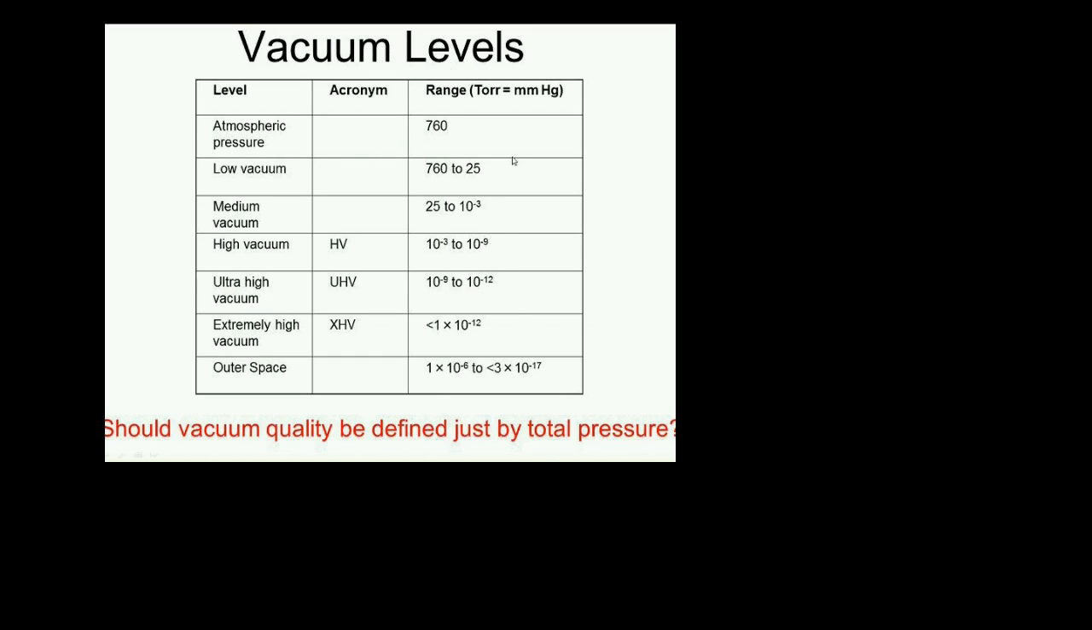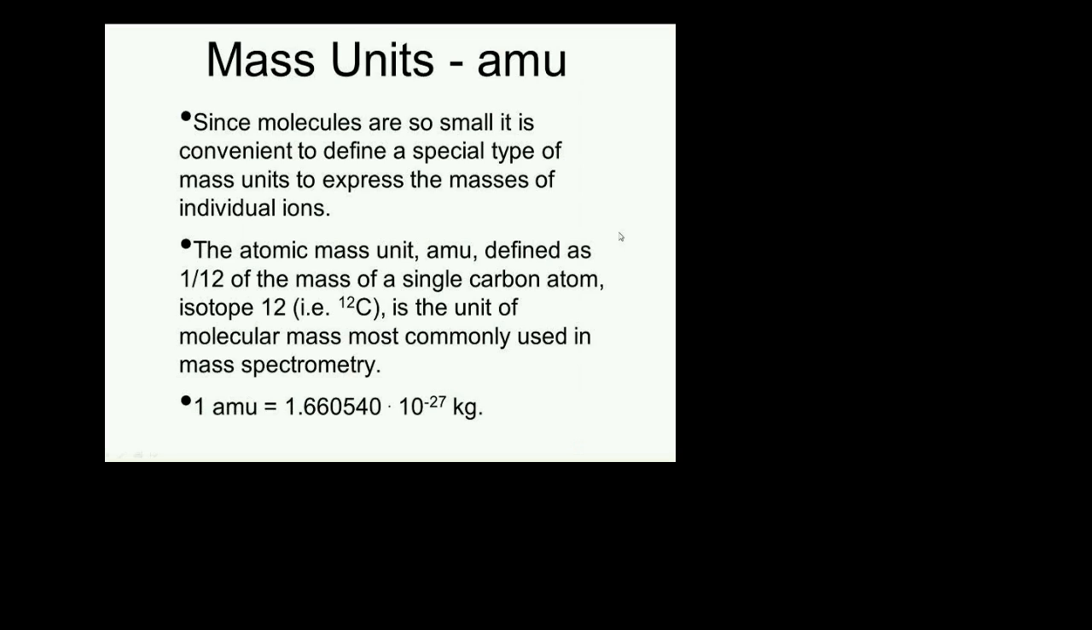In terms of vacuum levels, when I talk about high vacuum, I'm going to be talking about pressures between 10 to the minus 3 and 10 to the minus 9 torr. Ultra high vacuum, I consider anything from 10 to the minus 9 to 10 to the minus 12 torr. And obviously, as we all know today, we can even go lower than that. There are some extremely high vacuum systems with pressures below 10 to the minus 12 torr.